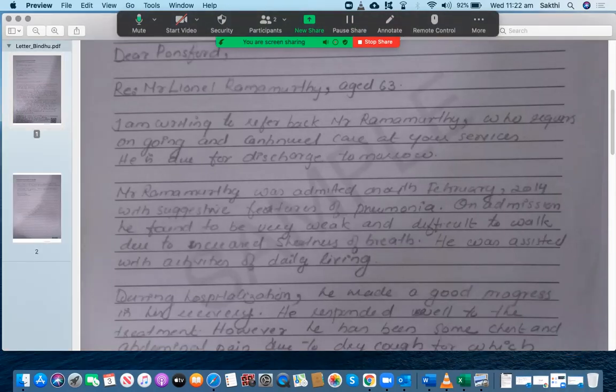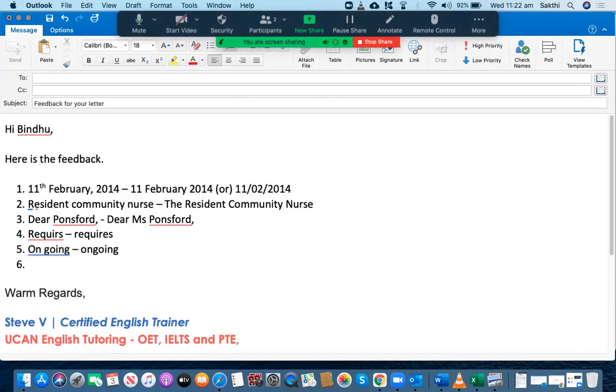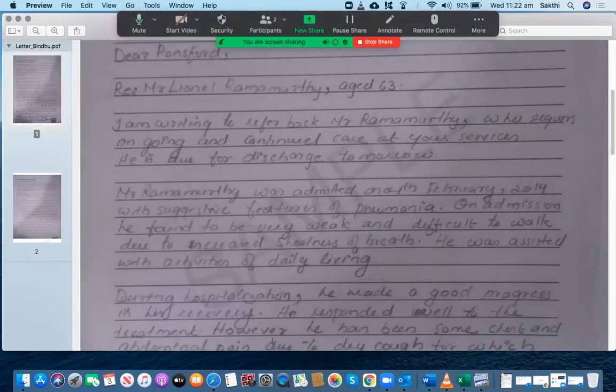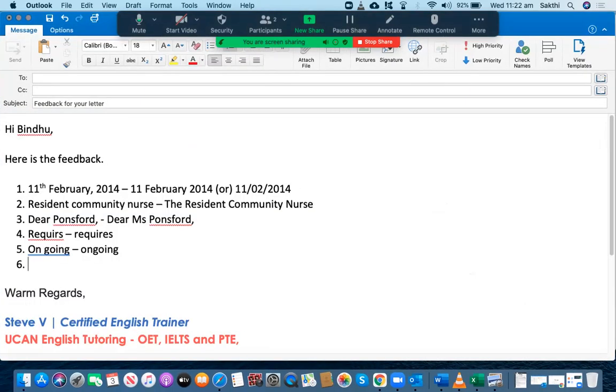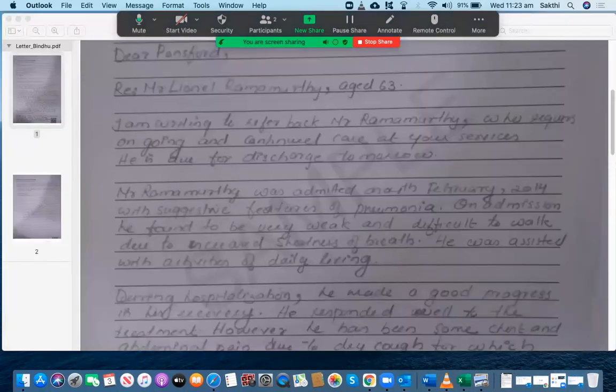Ongoing. Ongoing is one word only, but you have written down two words. Ongoing is one word. And what is this? Continued care. Ongoing and continued are the same thing, isn't it? They are the same thing. Remove this, please, because you are writing the same words twice. You're writing the synonym, the same thing twice. It's not good. Okay, let's go to the next one.